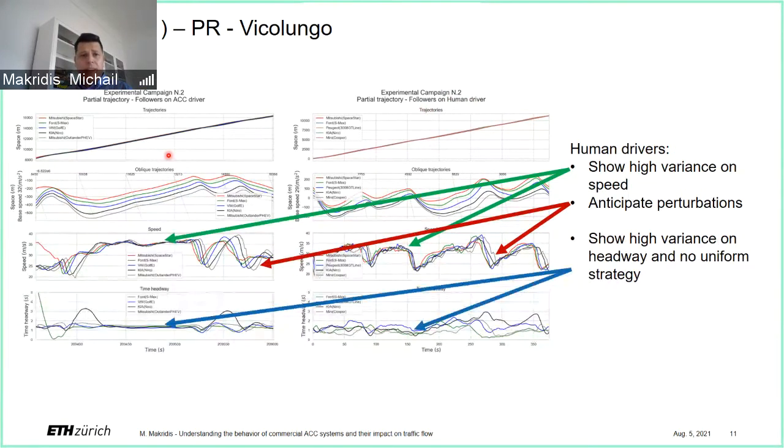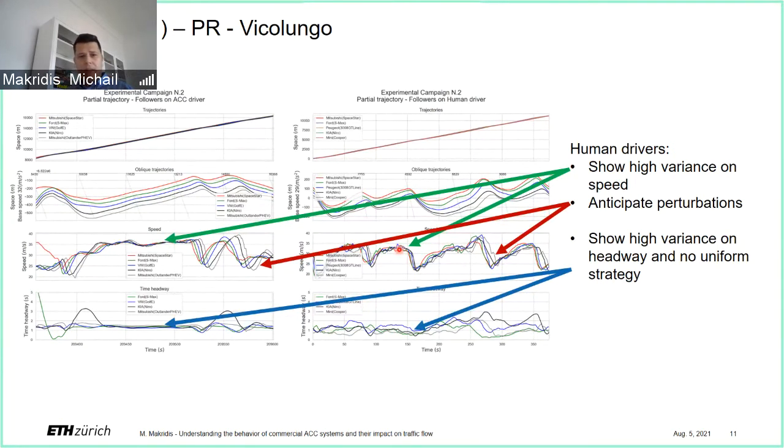The first figure is a trajectory plot. Then it's the oblique transformation of the same plot, just to visualize the inter-vehicle behavior trends. Okay, and the third sub-figure is the speed profile, and then the time headway. So we can easily observe that on the stable speed, the variation for the ACC vehicles is quite low. For the human drivers, it's quite high.